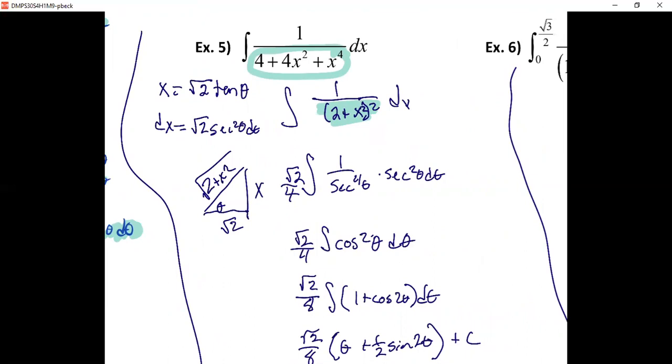And then because I have 2 plus x squared, that's which of the 3 trig functions? That would be the u squared plus a squared. So u is just x, a is the square root of 2, and it's tangent because it's the a squared plus u squared. So dx is the square root of 2 secant squared d theta. Now let's go into our substitutions. So this is the square root of 2 secant squared.